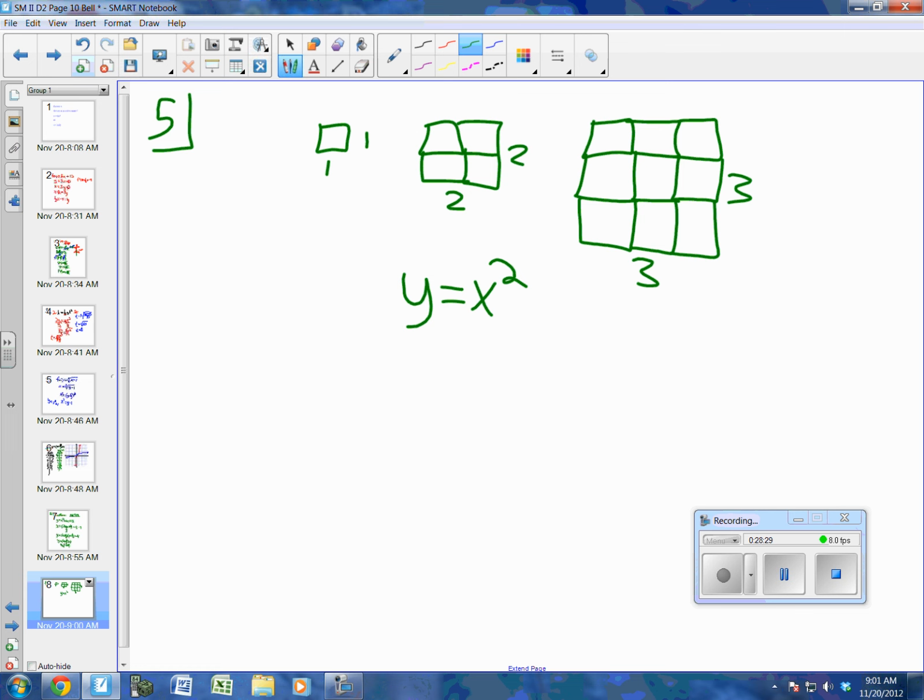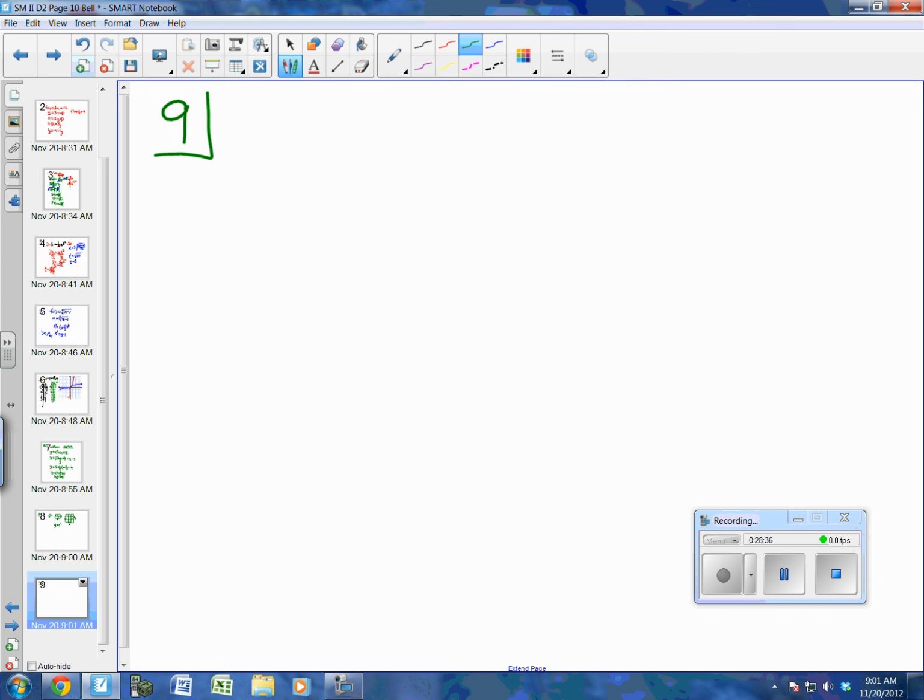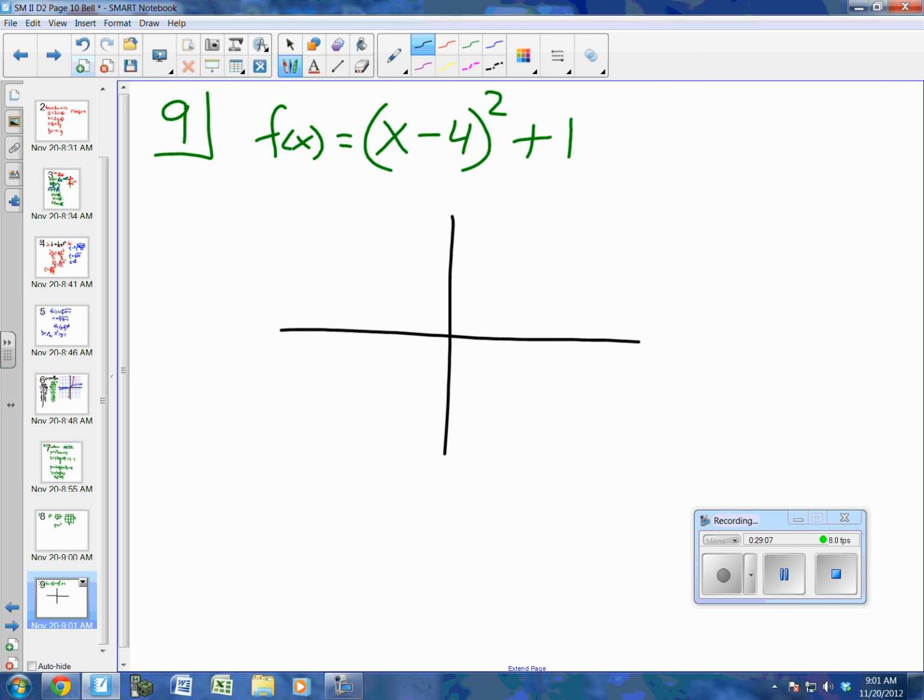Okay, another question. Audrey, 9. What does 9 ask? What kind of a graph is x minus 4 squared plus 1 going to give me? Quadratic. It's going to give me, what's the graph, though? You're going to name the type of equation. Parabola, right? What's the problem with the parabola, you guys? Doesn't pass the horizontal line test.